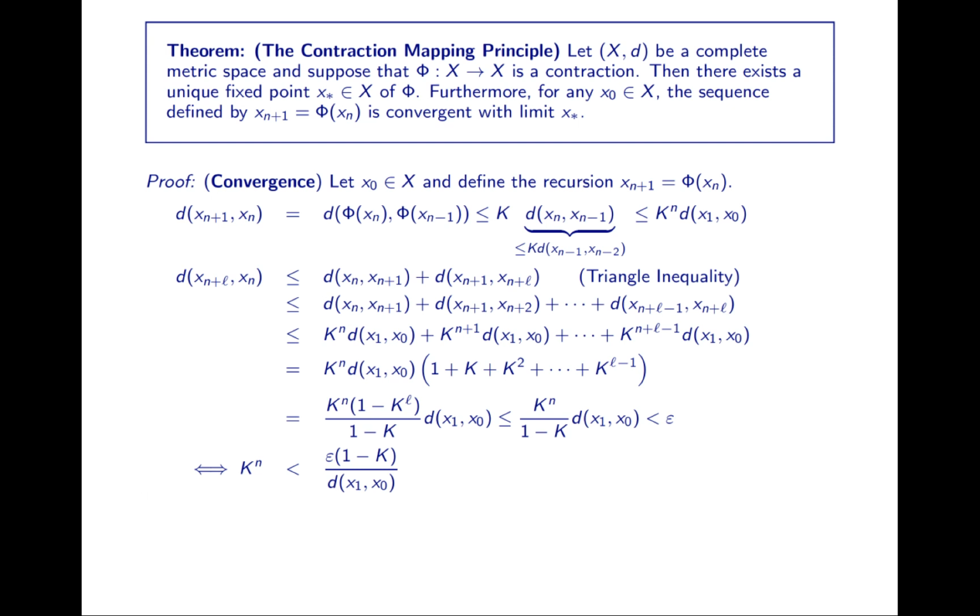Remember, I need to make sure that n is large enough, so let me isolate n. N is equal to the log k of k to the n, so I can take the log of both sides. Now, if I take the log of both sides, the inequality flips because the log with a base between 0 and 1 is a decreasing function.